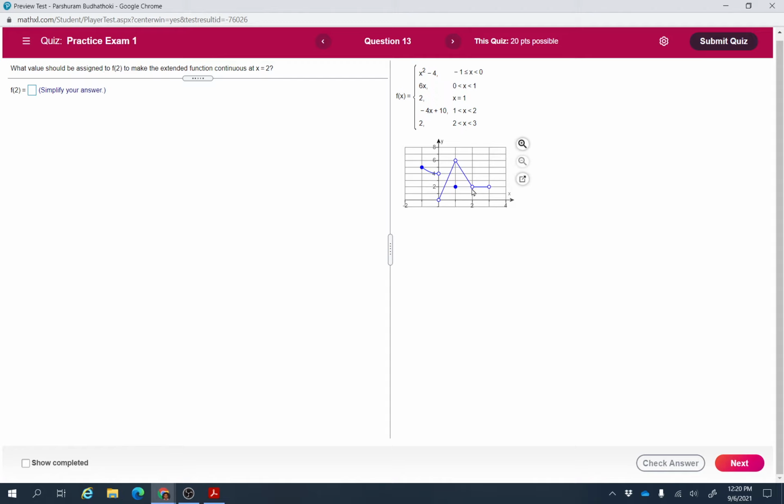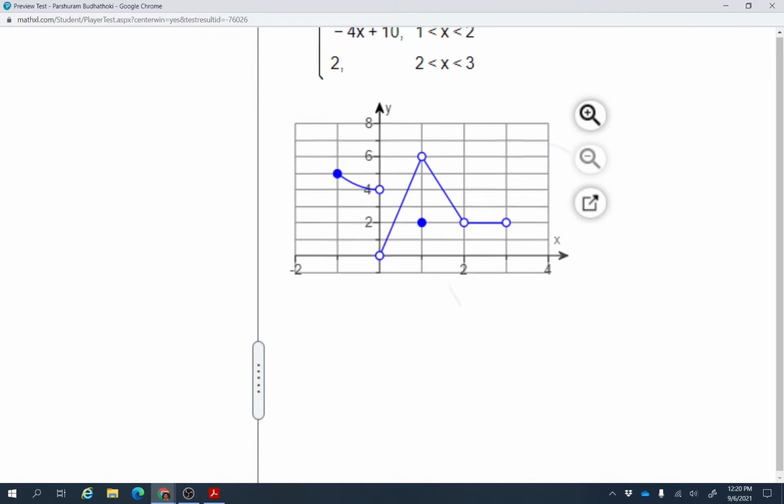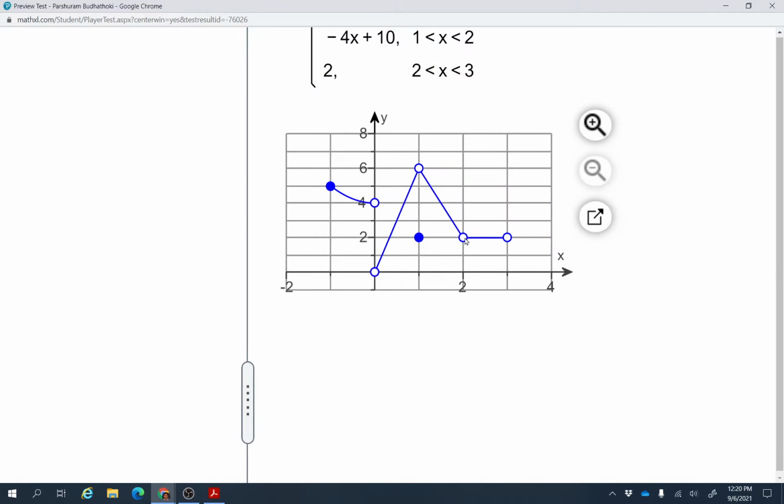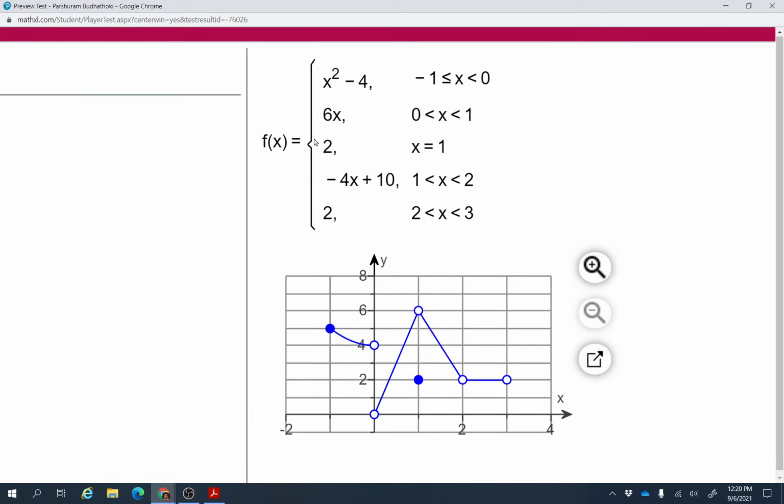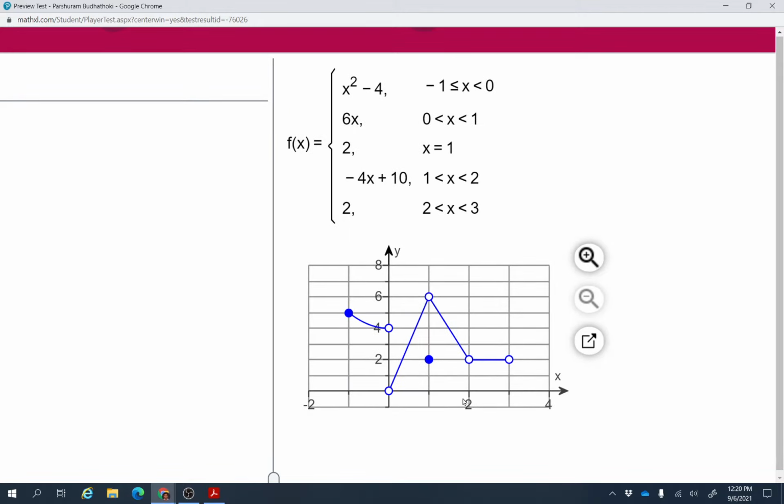So we know that to be a continuous function, the value of the function at any point and the limit of the function at that point should be equal. So in this case, focus here, the limit of the function when x approaches 2 is 2. And the value of the function when x equals 2 should also be 2. Right now, at x equal to 2, it is not defined here. When x equals 2, if the value of the function is 2, then the graph is continuous.